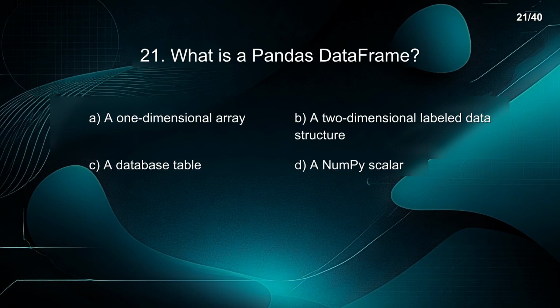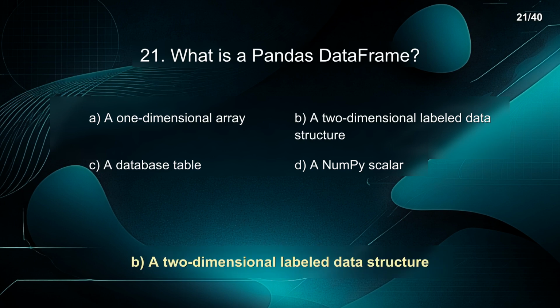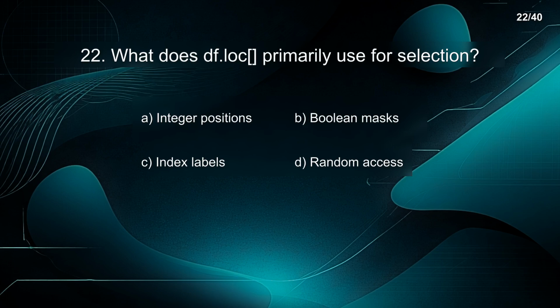Correct answer is B. a two-dimensional labeled data structure. 22nd question. What does df.loc primarily use for selection? A. integer positions. B. Boolean masks. C. index labels. D. random access. Correct answer is C. index labels.